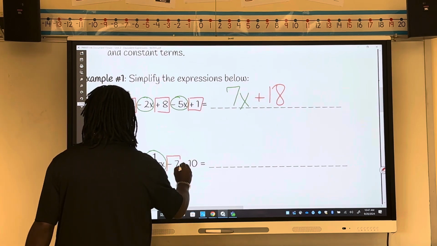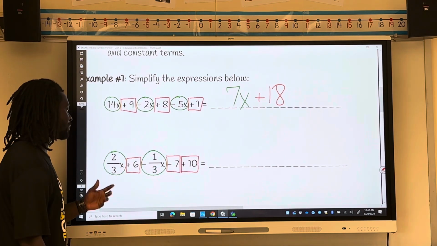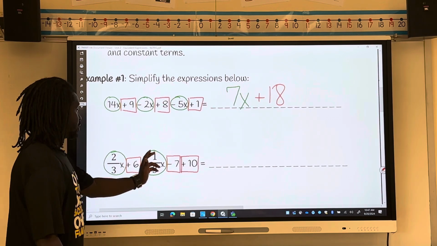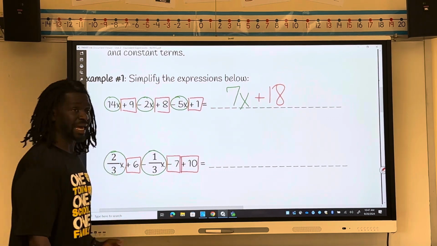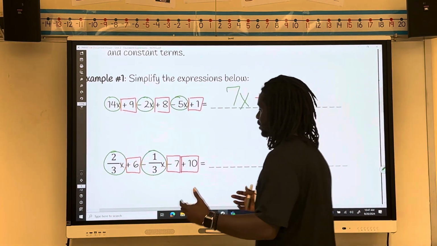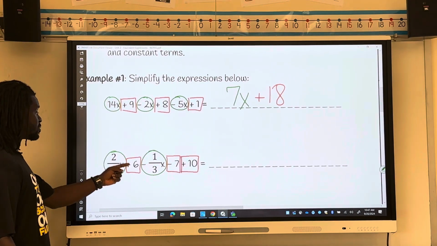Plus 6, negative 7, and then plus 10, or a positive 10, all right? And so then I'm going to combine my like terms. I'm going to put together all of the circles. I'm going to put together all of the squares, right? And so 2/3 minus 1/3.